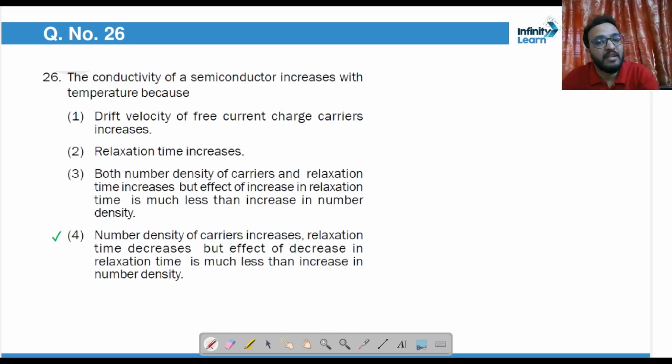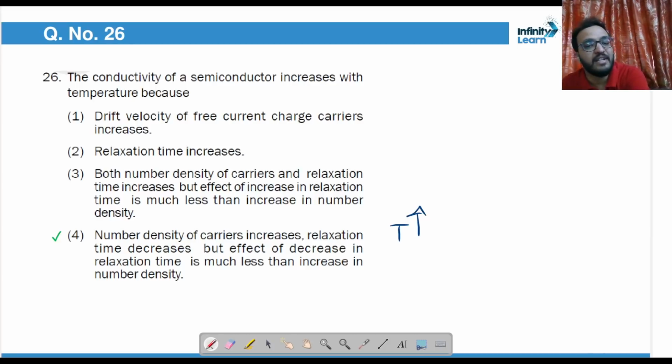The conductivity of a semiconductor increases with temperature because the number density of carriers increases, because more and more electrons will now go into the conduction band. So as you increase the temperature, the number of electrons in the conduction band and the number of holes in the valence band increases. Because there are more charge carriers in the conduction band and the valence band, we can say the conduction will be more in semiconductors. Do you understand?